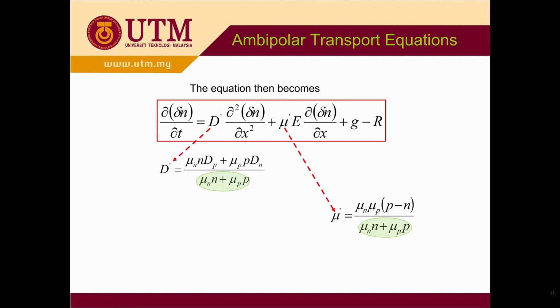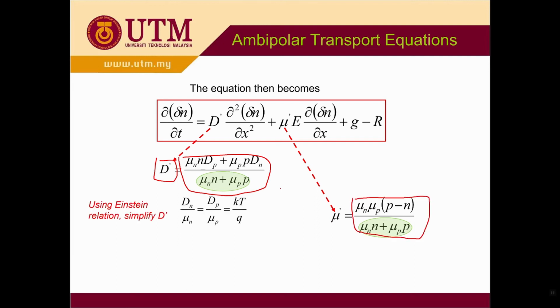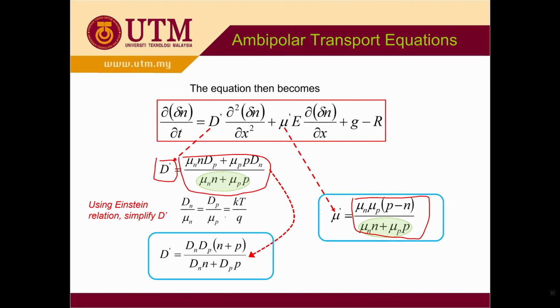This is what we call D prime here. You simplify them together, and this is the component where you get the mu n from earlier. Do you want to simplify this further? Yes, we can simplify this again using the Einstein relation that we learned in chapter 5. By using this substitution, D prime becomes something like this. So it's a simplified version, and you have this component.